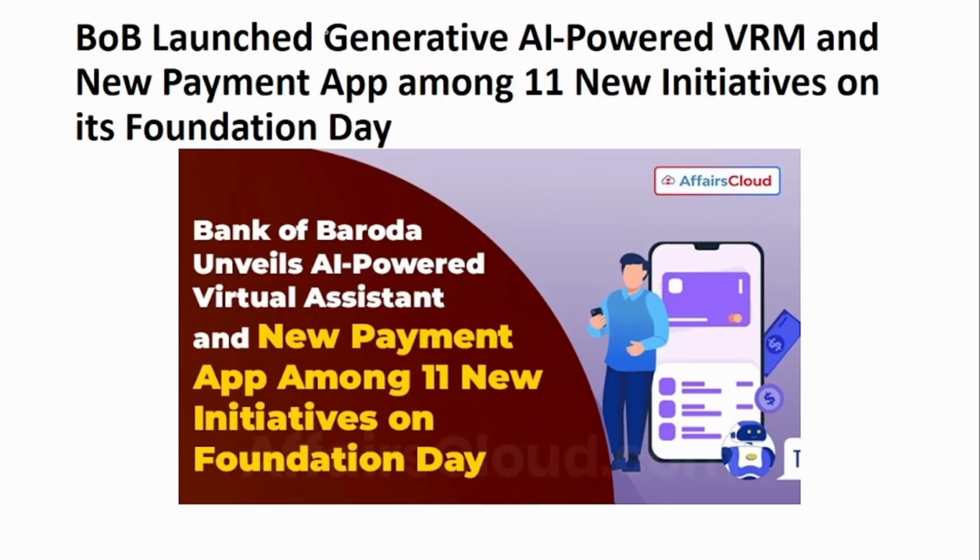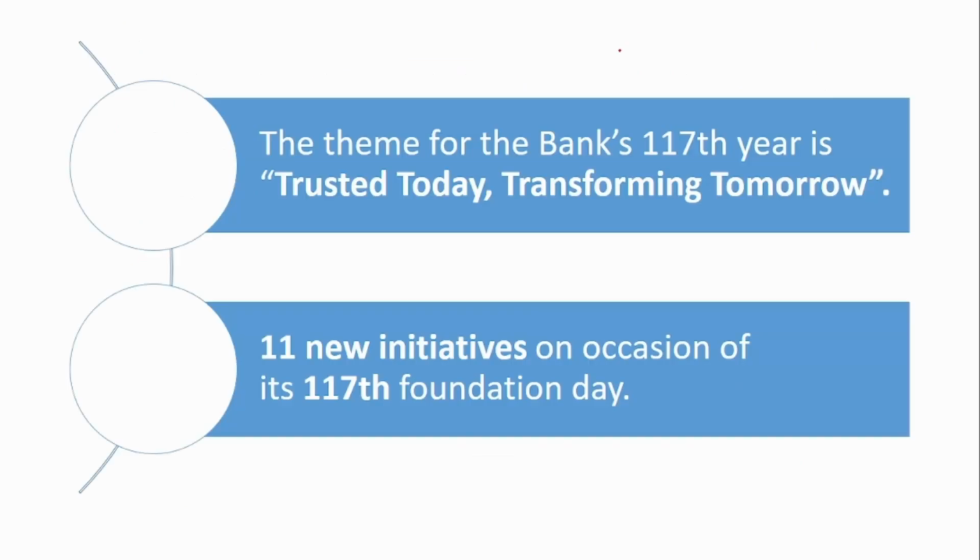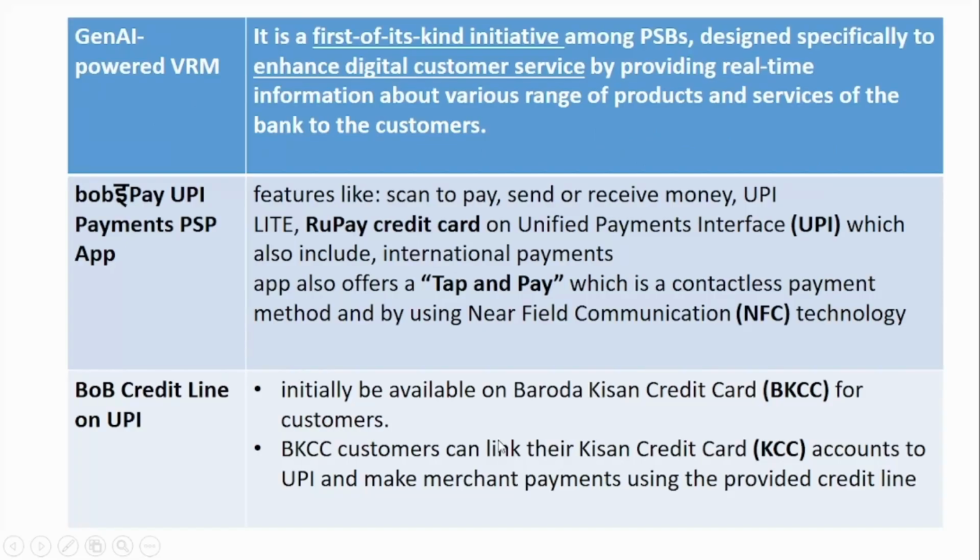So next is that Bank of Baroda launched generative AI powered VRM, new payment app among 11 new initiatives. So 11 new initiatives have been inaugurated by Bank of Baroda on its foundation day. Now let us look into the details. So the theme for the bank's 117th year is Trusted Today, Transforming Tomorrow. And the 11 new initiatives were introduced on the occasion of 117th Foundation Day.